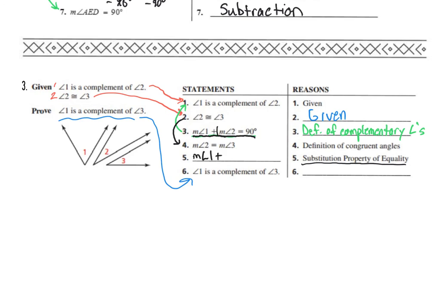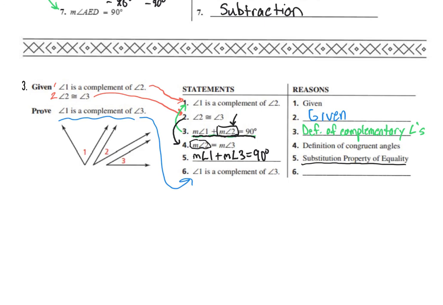Plus, the measure of angle 2 has been mentioned in two spots, hasn't it? Here and here, right? So the measure of angle 2 is equal to the measure of angle 3, which means we can replace this measure of angle 2 with the measure of angle 3 equal to 90 degrees. So there's our substitution property.